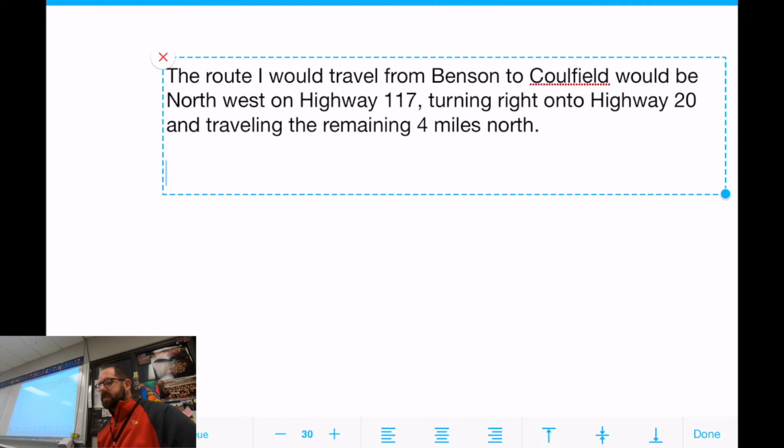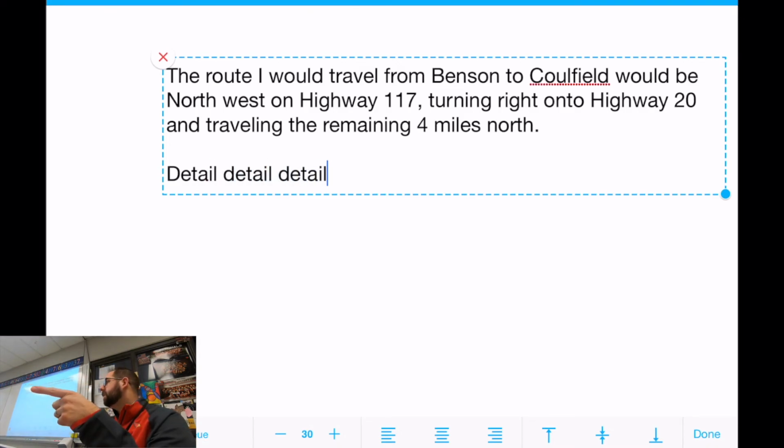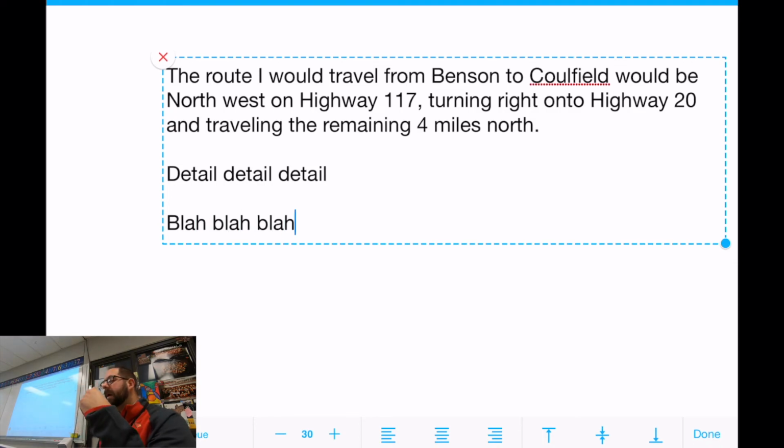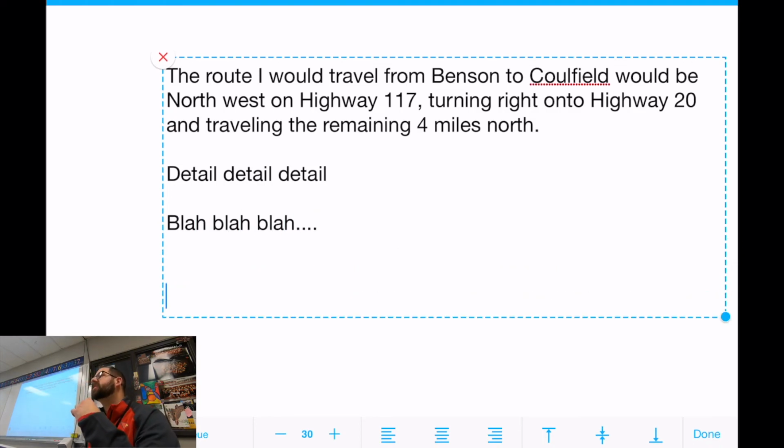Right there, I restated the question, what is the route I would travel from Benson to Coalfield? I restated it, and I answered it in one go. Does that make sense? The rest of the RACE format is explaining the details of what we did. I was detailed enough in that explanation. Maybe you don't want to put as much as I did. Maybe you just want to say, I'll take Highway 117 to Highway 20 to Coalfield. You answer the question, right? But now when we get to the body of our RACE format, you want to put all the little details maybe.